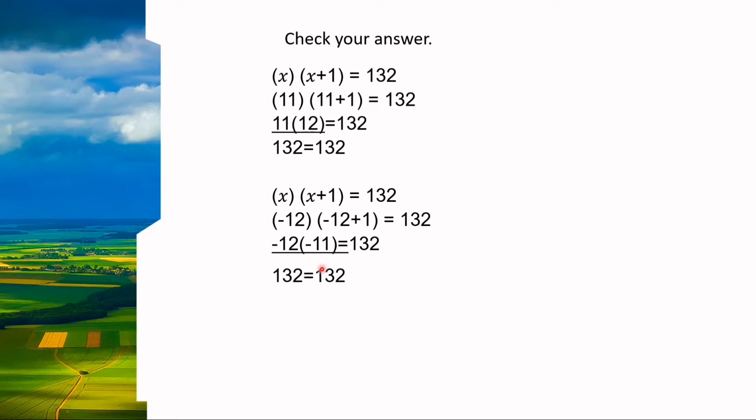So if you will observe, here you have the positive factors. You have here 11 and 12. And the other one, you have negative 12 and negative 11. So it is very important that you know how to check your answer for you to become confident that you have the right one. And you can simply check that if two numbers are consecutive, the product will be 132, so that's correct.